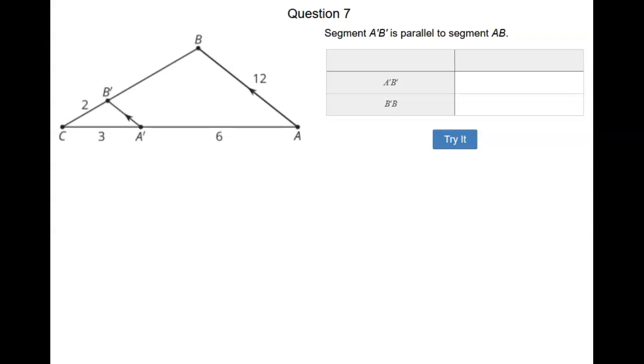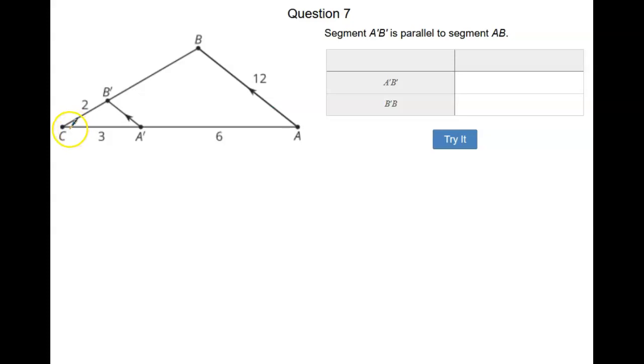We're going to skip question 6 and go straight to question 7. Segment A prime B prime is parallel to segment AB. And so what we want to do is find the lengths of segments A prime A and B prime B. So we want to find the length of this segment here and this segment here. It's important to know that this segment and this segment are parallel because it tells us two things.